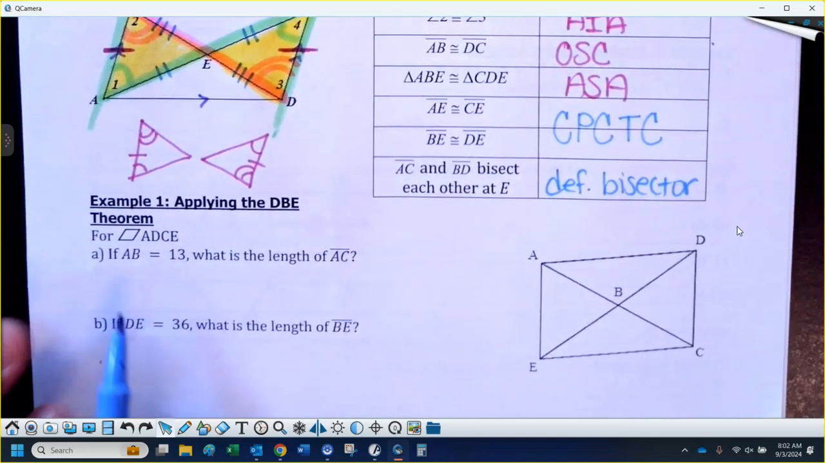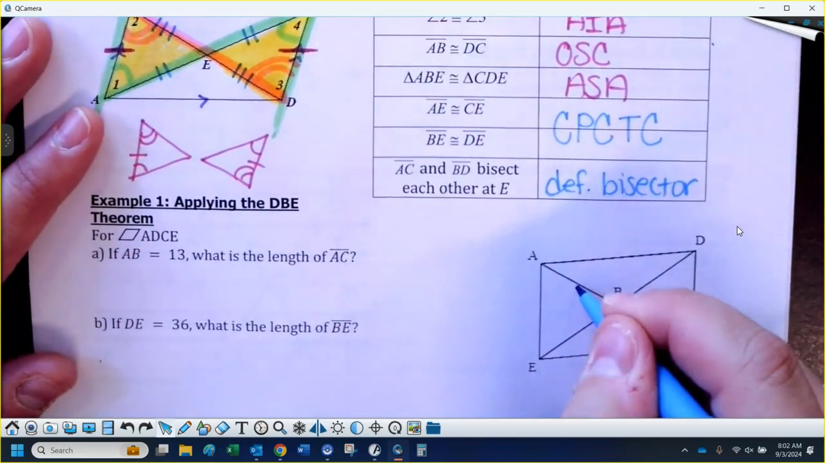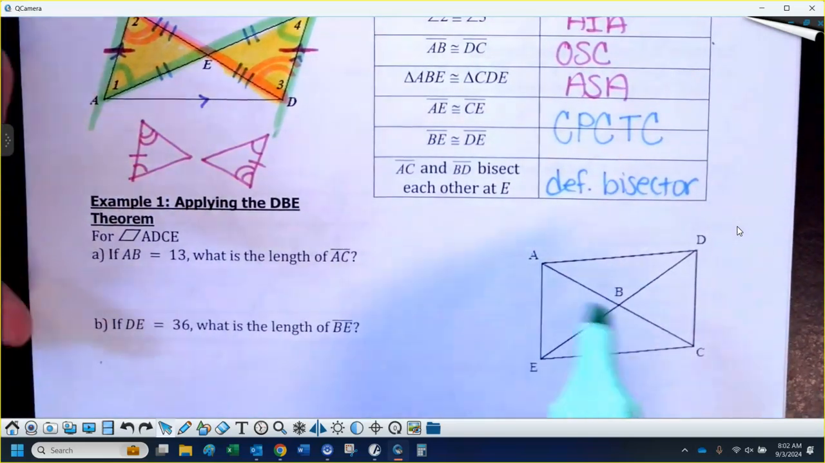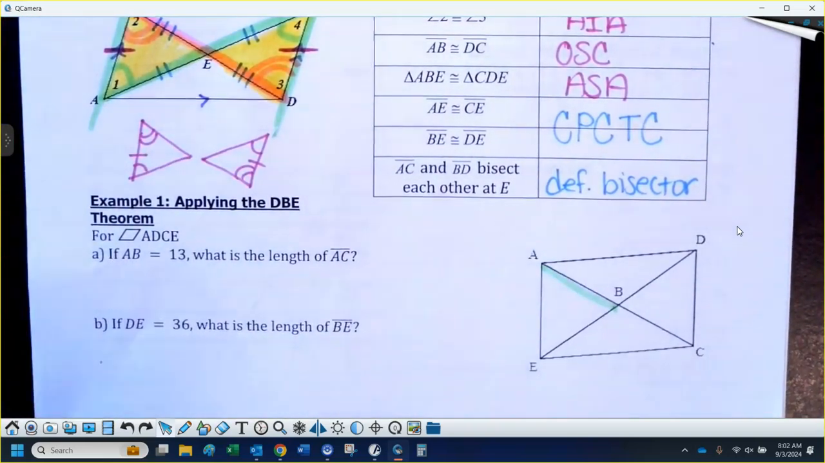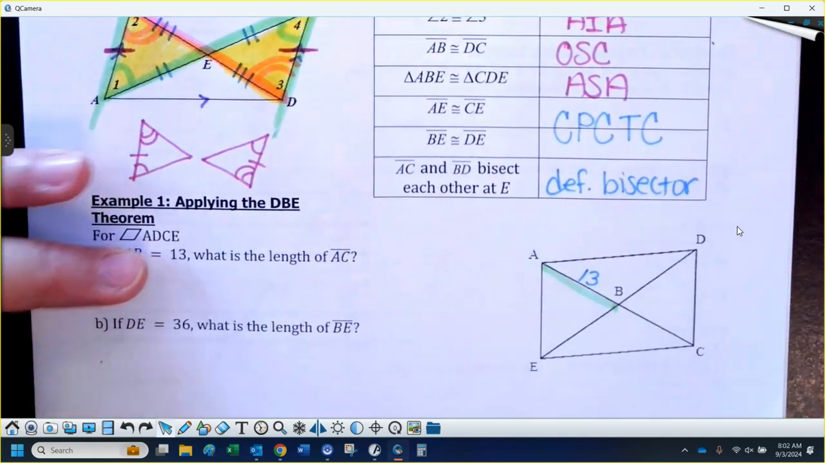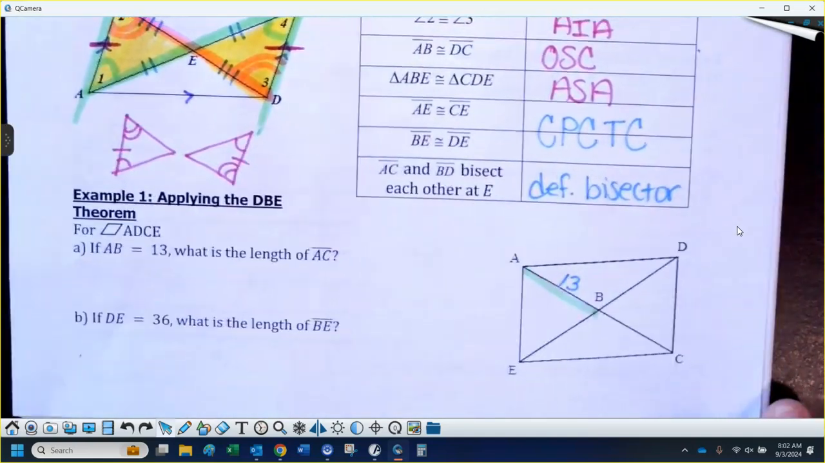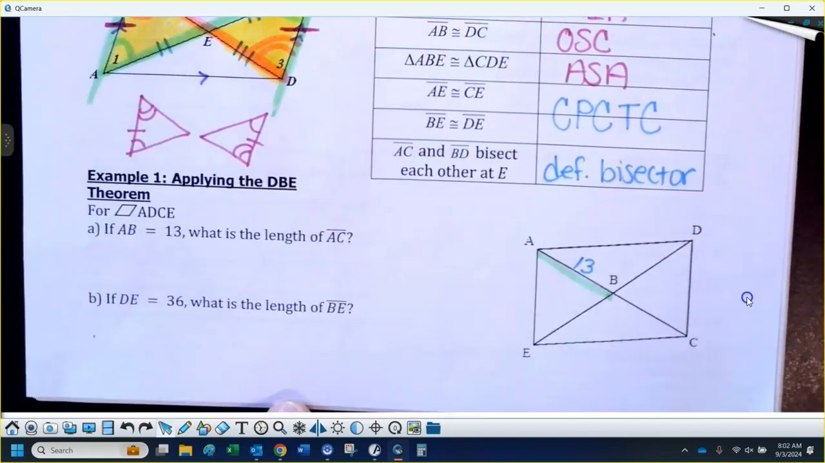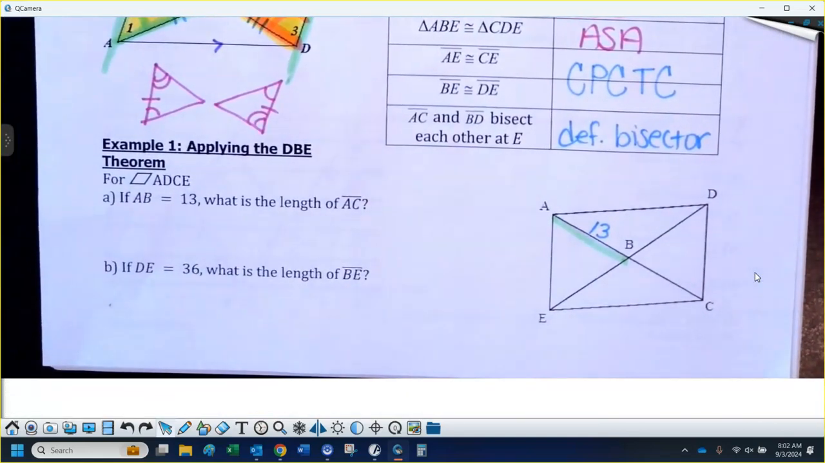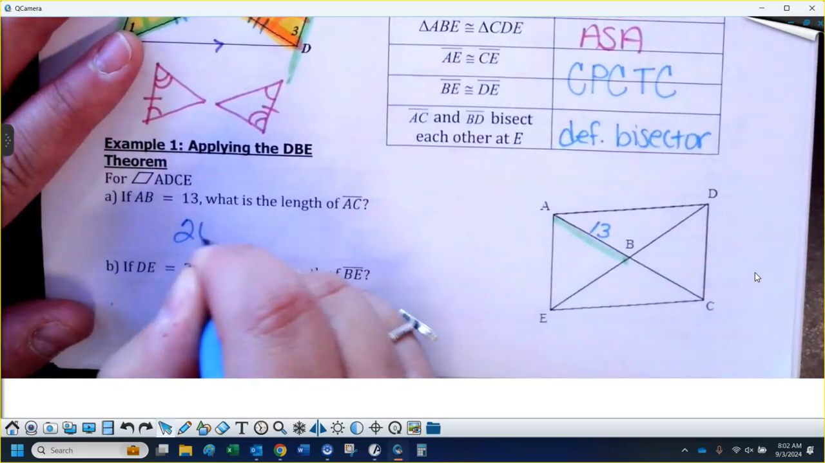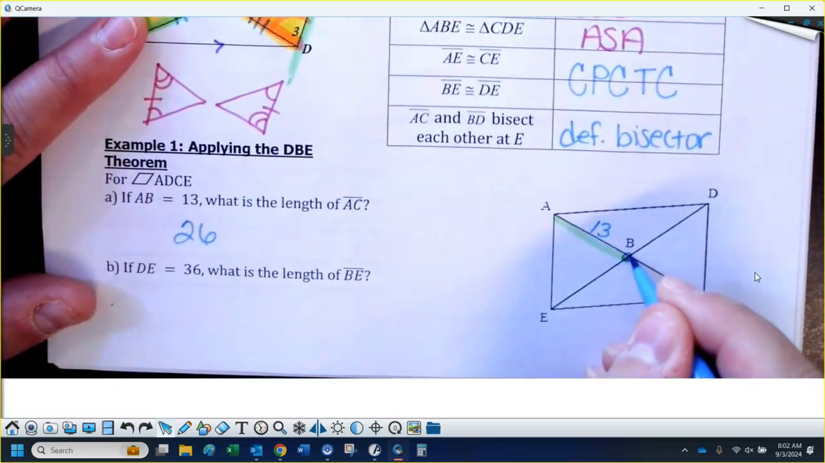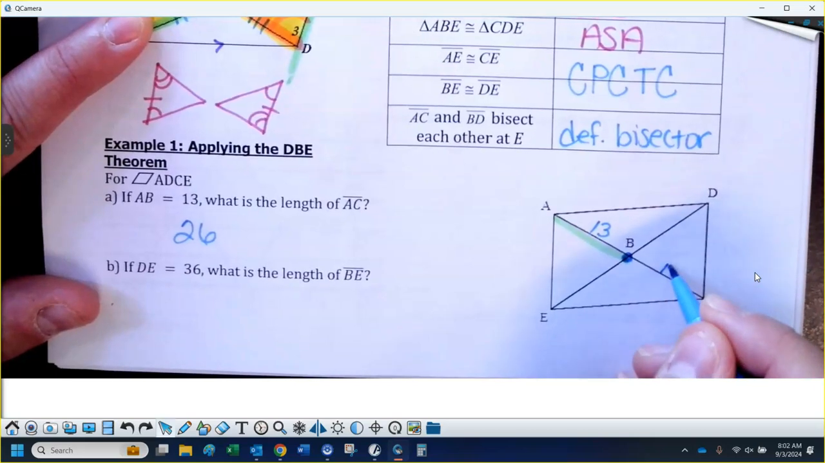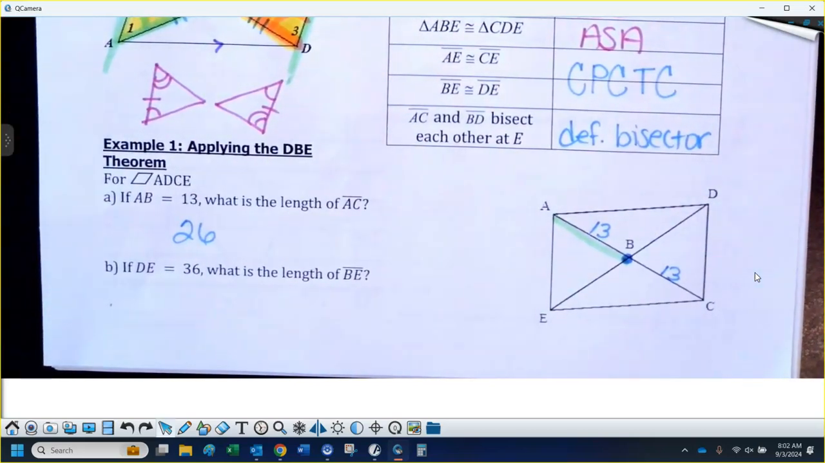All right, so here's what this says. AB is 13. Let me grab a little color here. So this little piece right here is 13. What would the length of the entire diagonal be if I know that this is a parallelogram? How'd you get that? Exactly. This is right in the middle, so this piece would also have to be 13. Along the same diagonal, if you get to the middle there, it's going to cut it into two equal pieces, so the whole thing there would be 26, just 13 and 13.